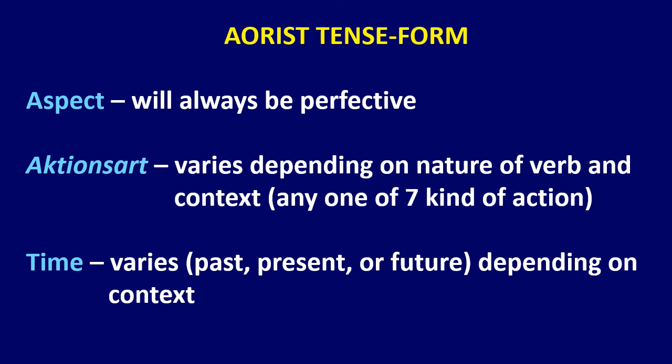And when it comes to the aorist tense form, we're going to see that there are actually 7 different kinds of action that the aorist tense form is capable of expressing in different contexts in the New Testament. We'll get to those 7 uses in a little bit. And thirdly, again, you want to look at time. Time is going to depend on the context entirely, whether it's past time, present, or future time.